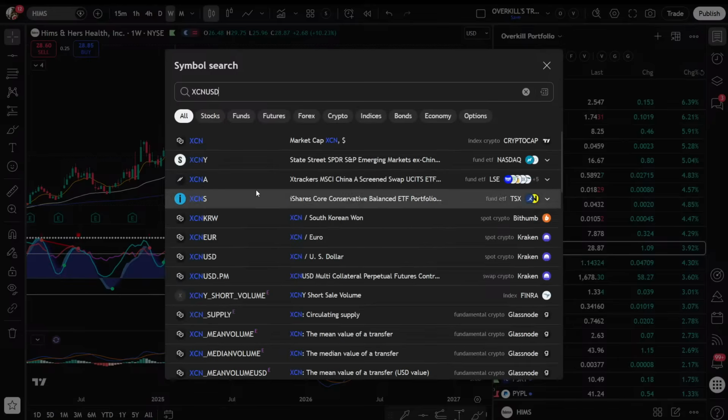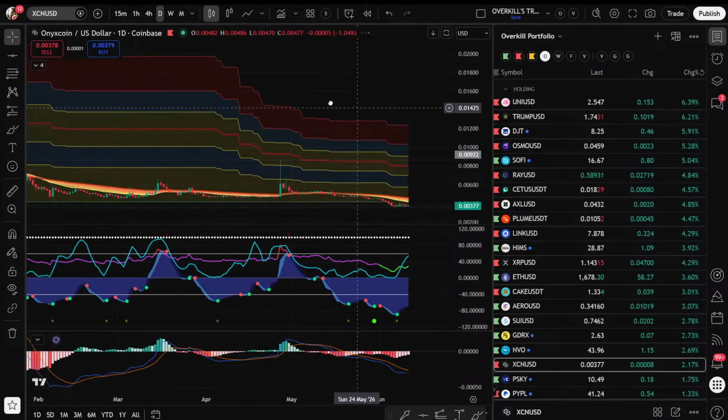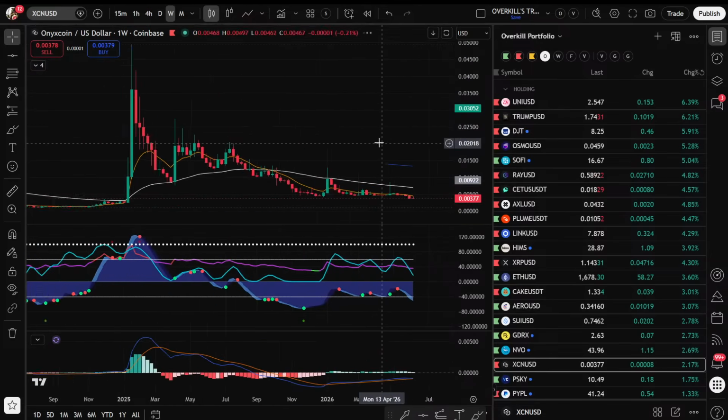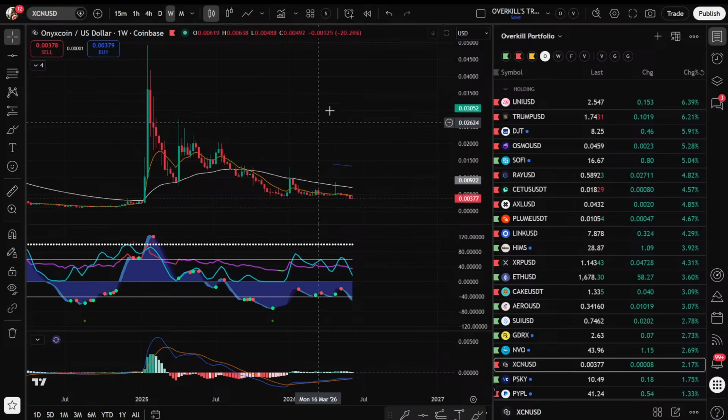XCN still sitting at around 3.5 right now. Again, I'm staking this. I have a large position on this. I'm just staking it, earning rewards on their website. They're still paying 26%. Literally been earning 26% this whole time. It's done nothing. Again, everyone was talking about this thing up here at 5 cents. Nobody cares about it down here at 0.003.